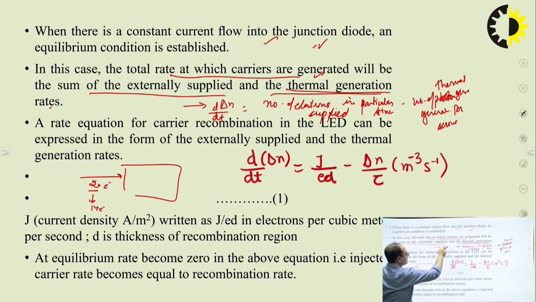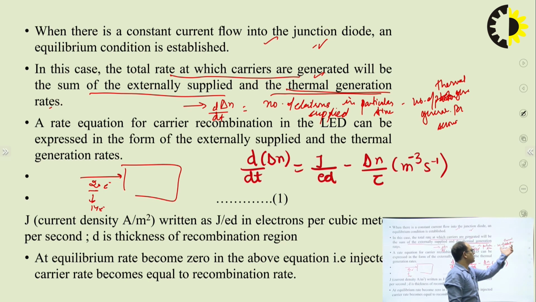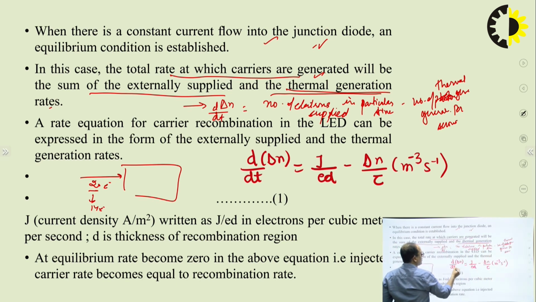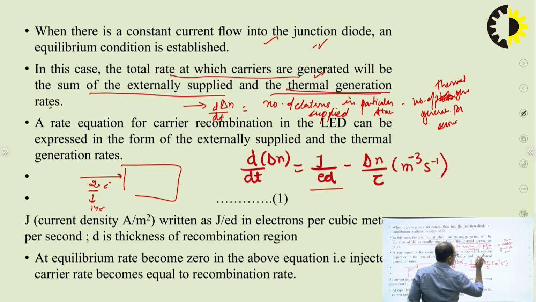That defines the rate d delta n by dt. The rate at which the electrons decay with respect to time is equal to the number of electrons we have supplied minus the number of electrons which get lost in the form of heat, or you can say number of photons generated, and this number of recombinations includes the radiative and the non-radiative. Clear? So d delta n by dt is equal to J by ed minus delta n by tau.